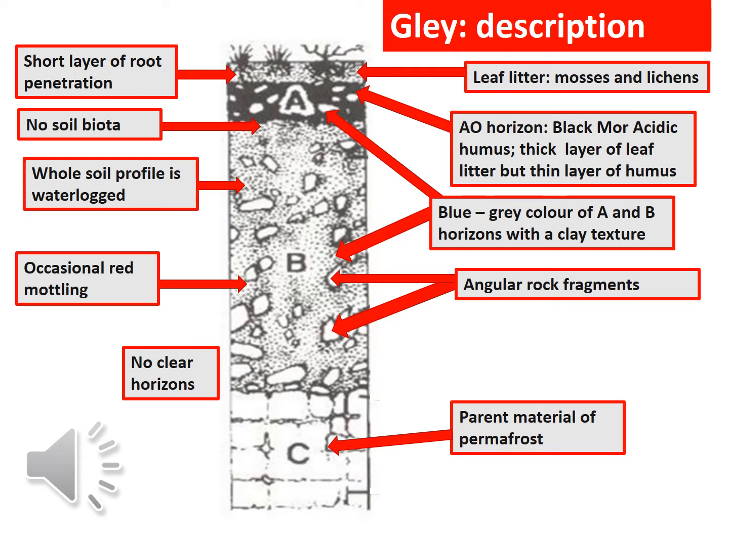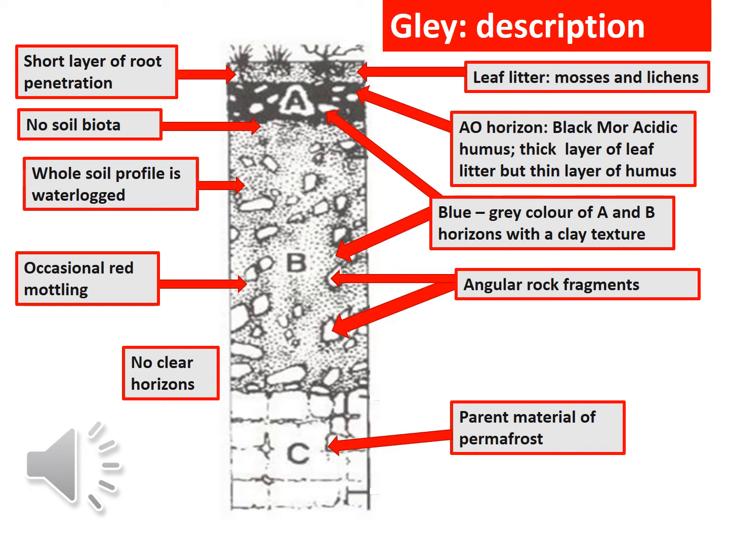Gley is one of those soils which is totally different from brown earth or podzol soil. Remember, if you know podzol soil, you know brown earth and vice versa. For gley, it stands alone. So the leaf litter here is totally different. It is low-lying mosses and lichens. Okay, so plants that are quite short, that lie low out of the way of the Arctic winds, and they do have a short layer of root penetration into the soil. We'll come on to why later on.